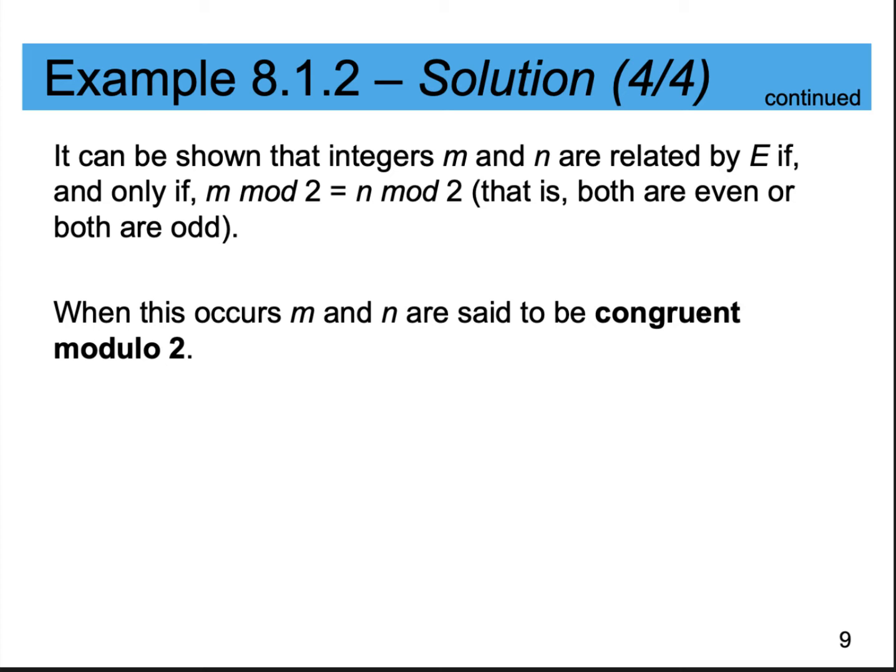Again, an example. 26 and 51. Are they congruent modulo 5? 26 divided by 5, what's the remainder? 1. What's the other number that I've said? 51. 51 divided by 5, what's the remainder? 1 as well. Are they both congruent modulo 5? Yes, they are.